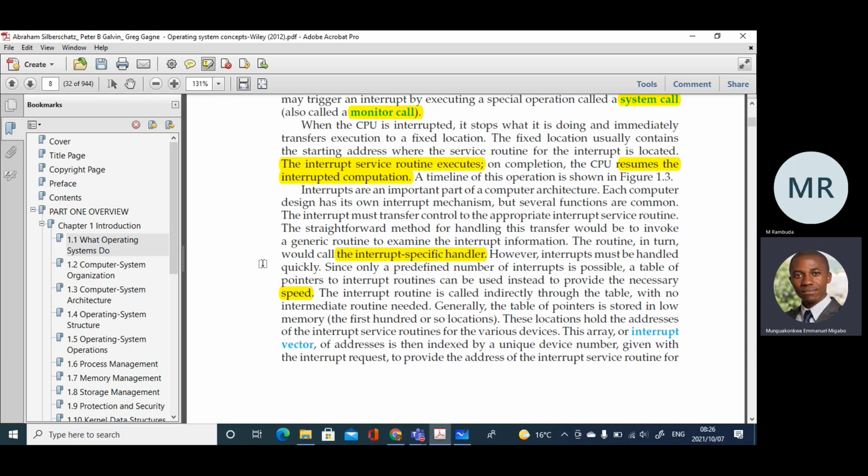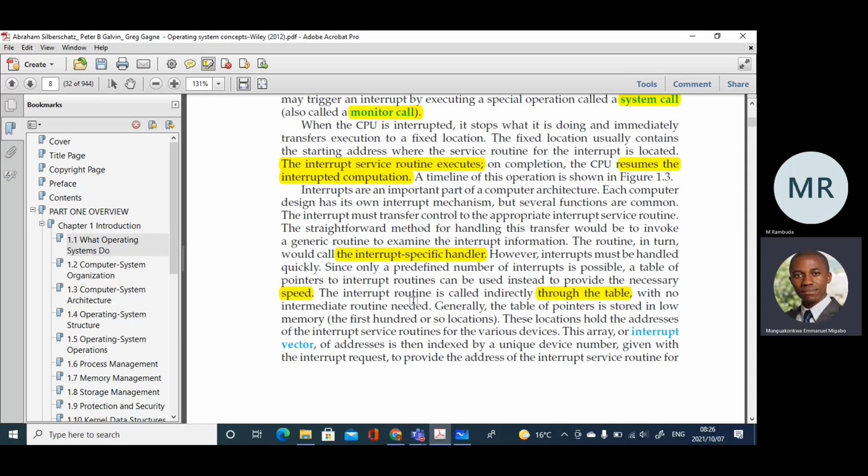Okay, so the interrupt routine is called indirectly through the table. Yeah, a lookup table, with no intermediate routine needed. So you just go to the table, we check which interrupt happened, and in that table the vector of that interrupt is mapped to the handler function that's associated with it, and that is called immediately. No intermediate process. Generally, the table of pointers is stored in low memory, the first 100 or so.